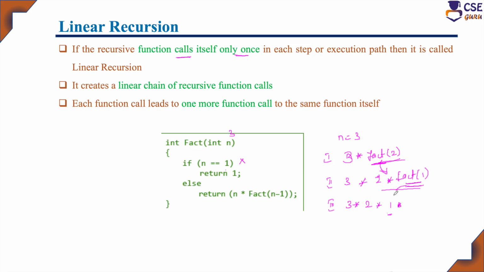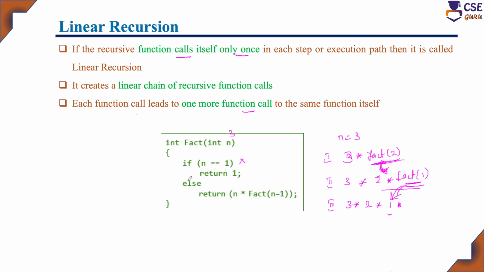So in every recursive call, the function calls itself only once. It creates a linear chain-like fashion of recursive calls. That is called linear recursion. So here each function call leads to one more function call to the same function itself. That is, in every recursive step, a function calls itself only once.